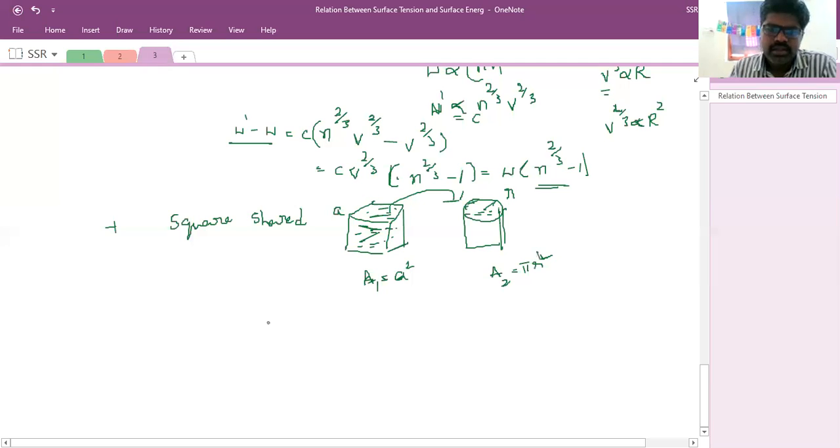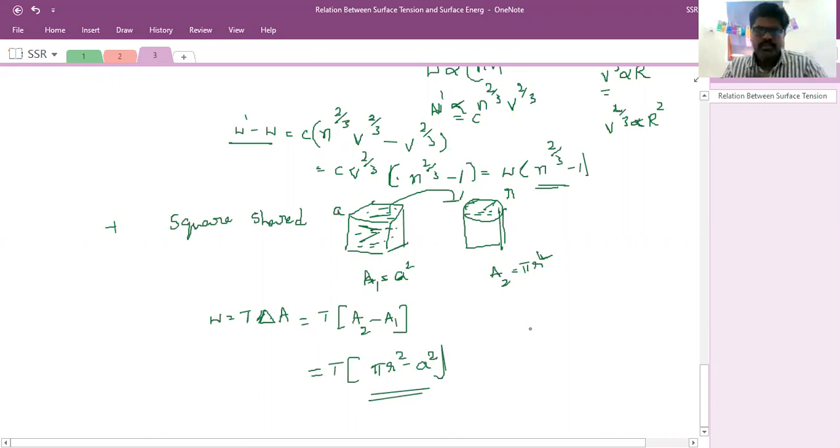Then you can say work done W is equal to T delta A, where T is the surface tension. W equals T into delta A, that is A2 minus A1. That is T into pi R square minus A square. That means the additional work is required to change the surface area. So this is about the additional work. Are you clear on this?